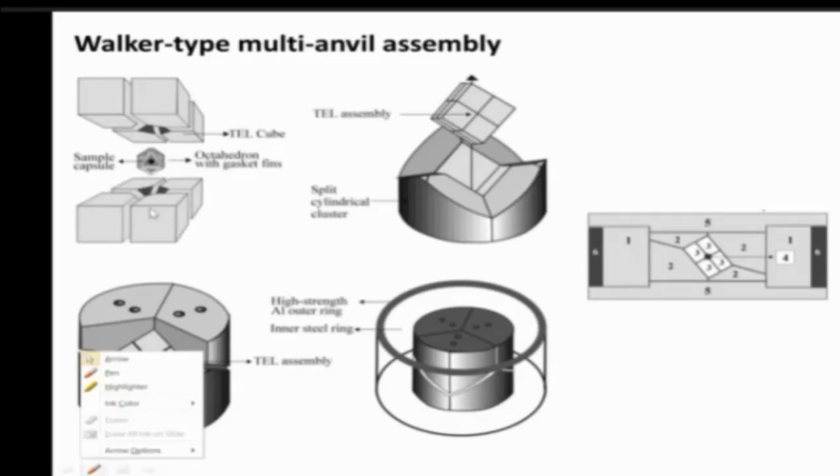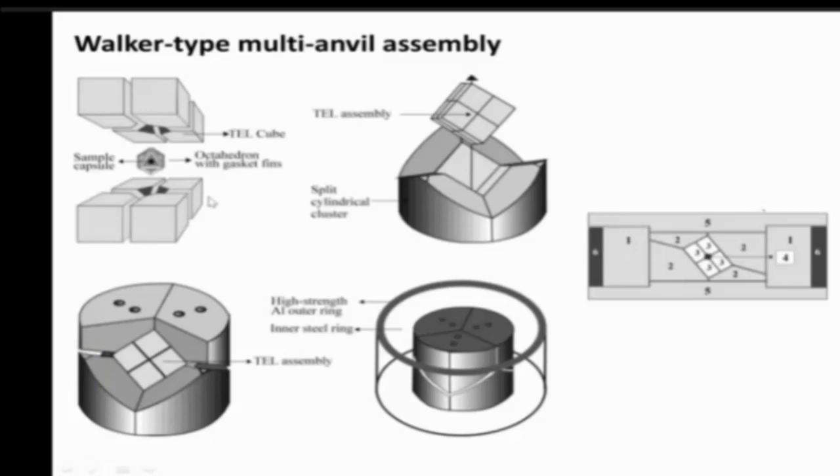So during an experiment, these fins squeeze, as I was talking about, and they facilitate the movement of the anvils first, and secondly, they provide an insulating material. So if there was some loophole in the electrical connection, then these gasket fins, which are bad conductors of voltage electrical signals, ensure that the electrical connections hold good during the experiment.